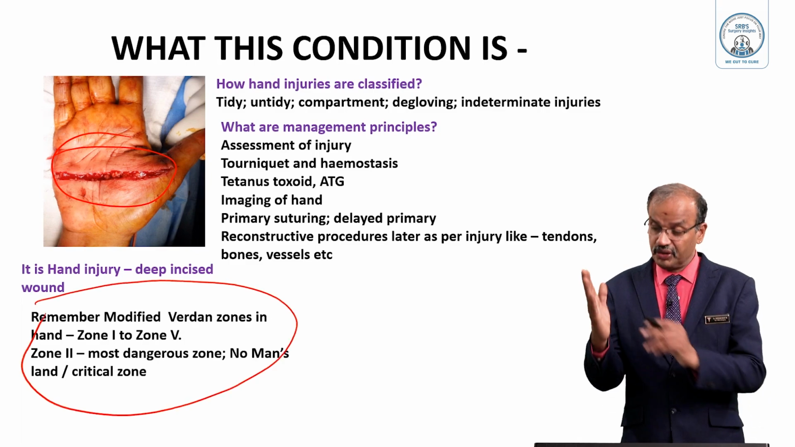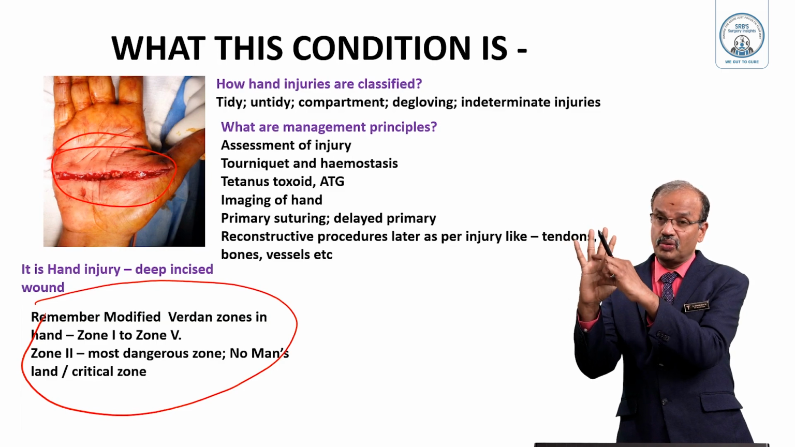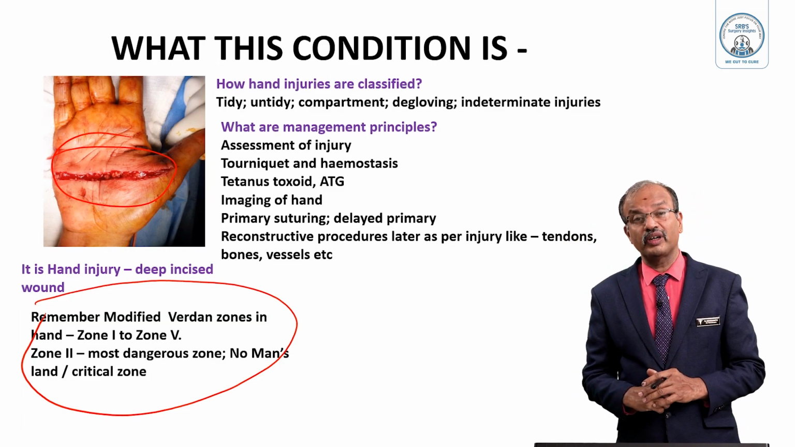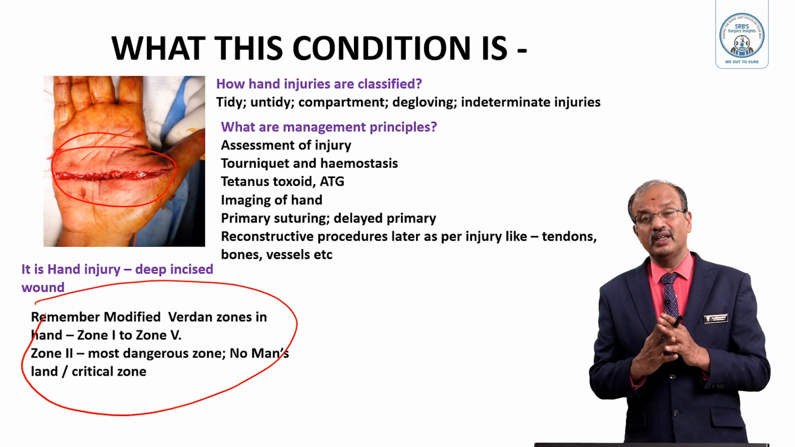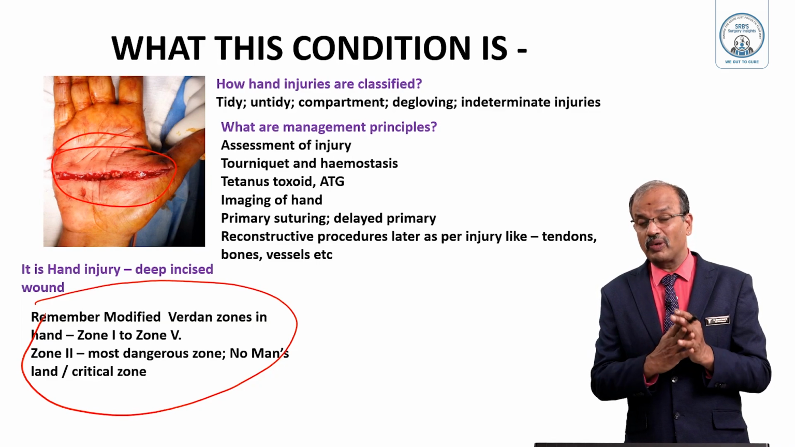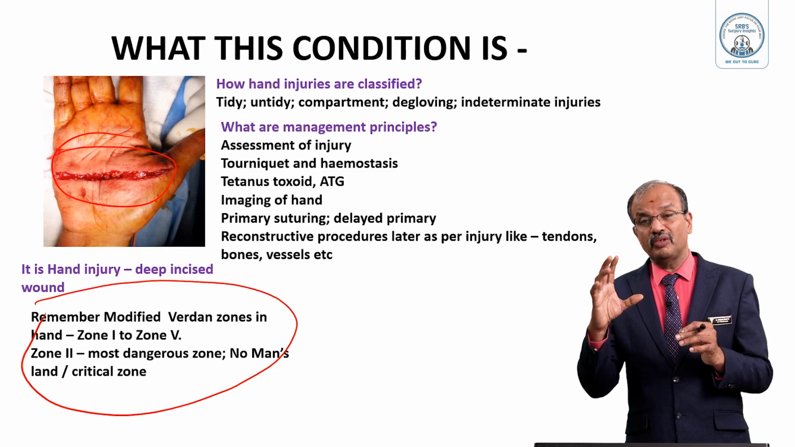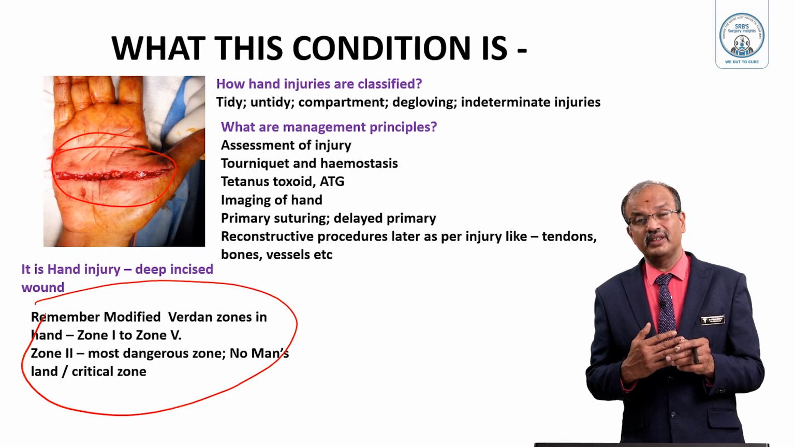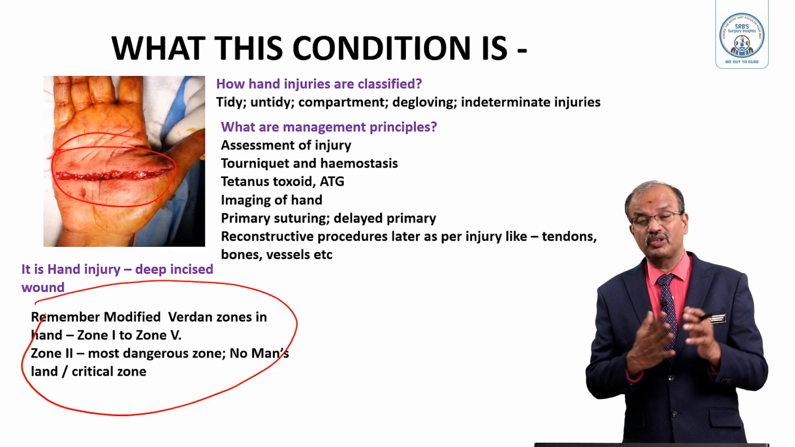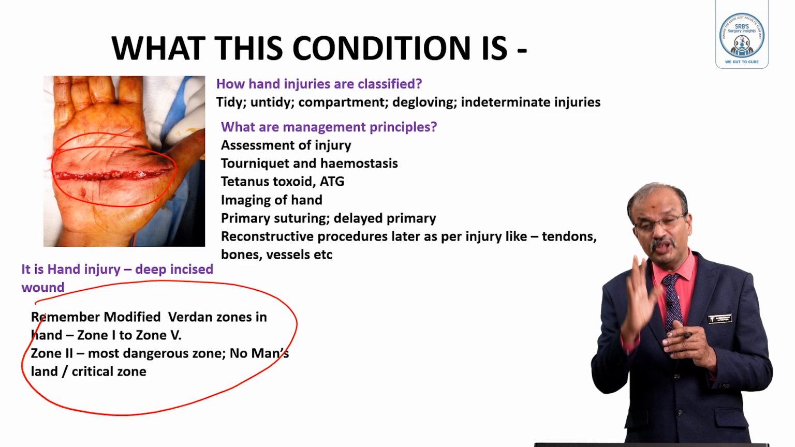Modified Verdan zones. There are zones 1, 2, 3, 4, 5. Zone 2 is this one. Zone 2, in this area, is called the no man's zone or critical zone. Whatever injury occurs in this area is very difficult to manage, and unless you treat it properly and meticulously, it causes disability. The Verdan zoning is often asked as an MCQ, and NEET exam questions may also ask about it. You have to know the zoning of the hand and which zone is most critical.